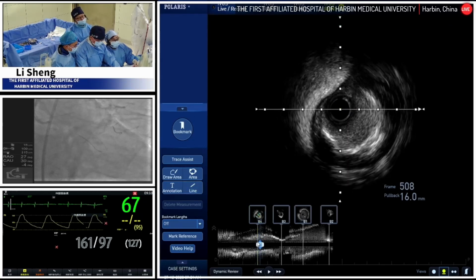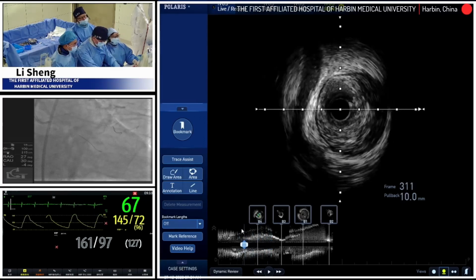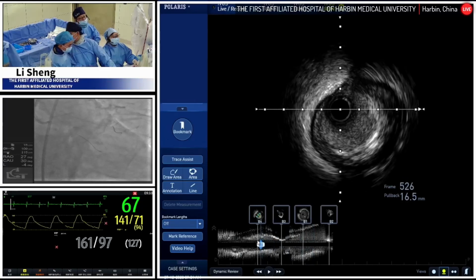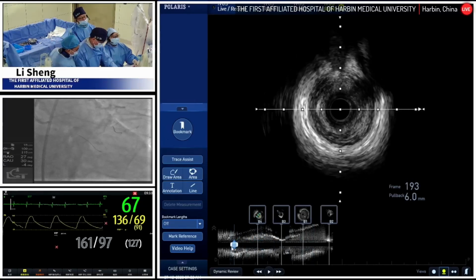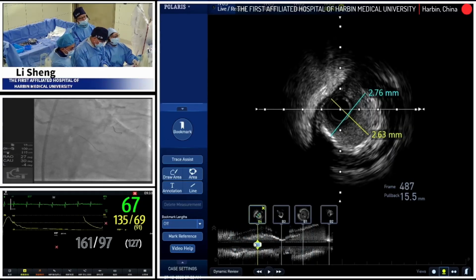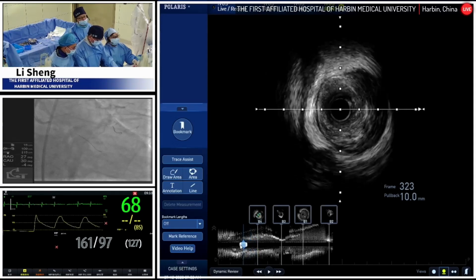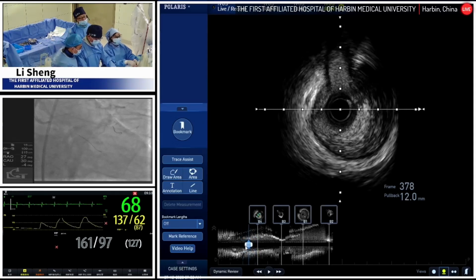Which side? I think maybe we should use two stents in the LAD and left main. On the IVUS side, you can see that there's heavy plaque burden and we cannot find a normal segment.